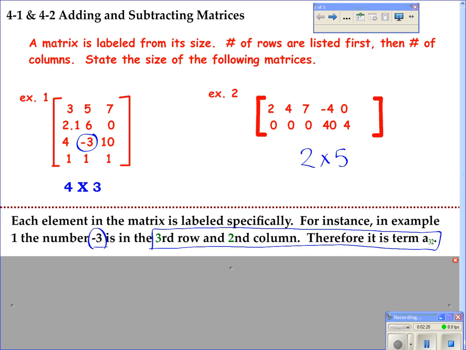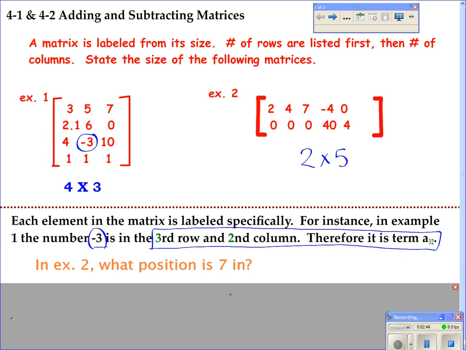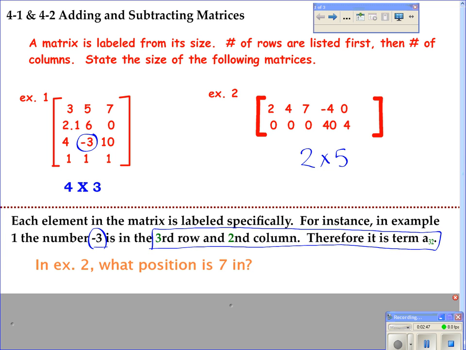If it's in the third row, second column, we put the 3 and the 2 in that order as a subscript down below the A. And again, it's in the same order as what we were looking at for the dimensions. We always do the row first and then the column. So if we're looking at example 2, what position is the element that is 7?